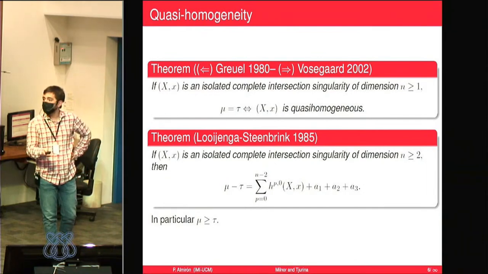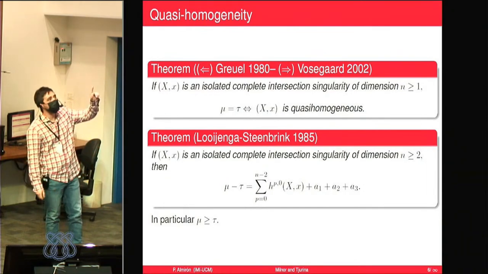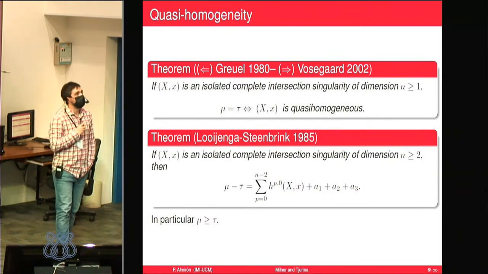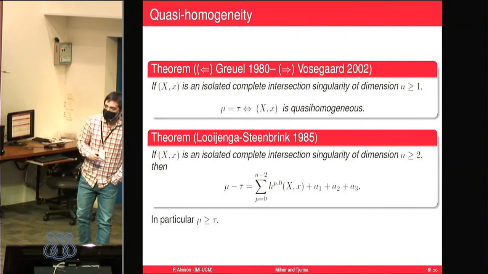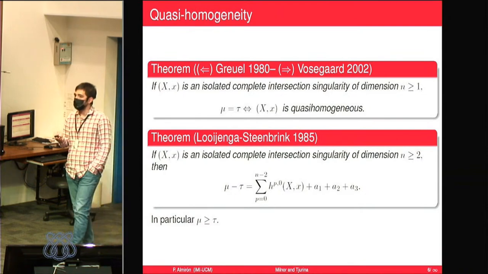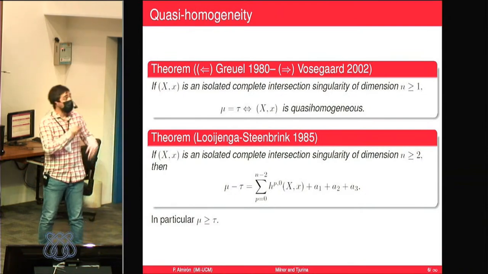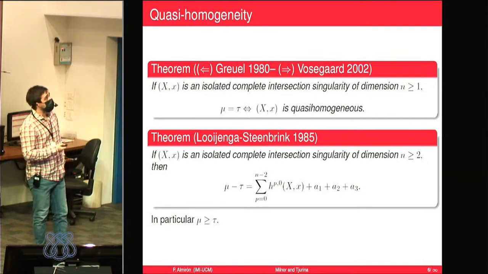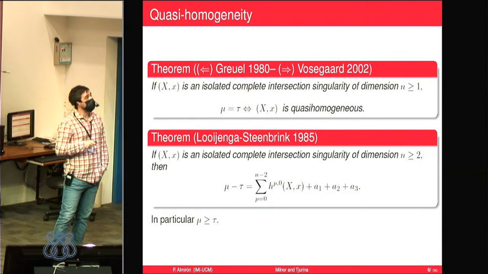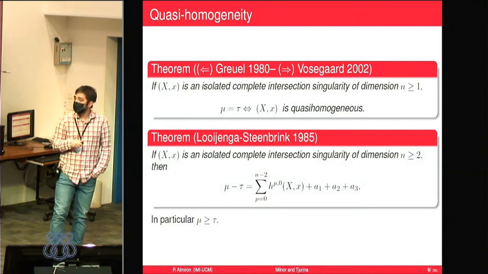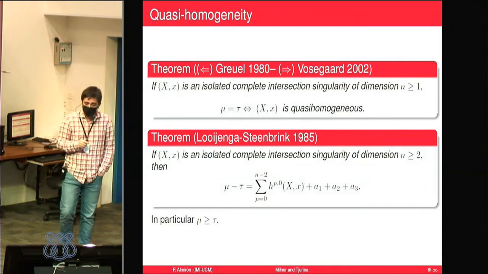This formula is from 1985, but the main theorem is quite more difficult. So observe that the Greuel and Vosegaard theorem is quite a hard theorem. But in general, the main thing is that while for isolated hypersurface singularities the inequality mu bigger or equal than tau is trivial by definition, it is not so trivial to prove that in the isolated complete intersection case this inequality holds. And this inequality holds because of this theorem.